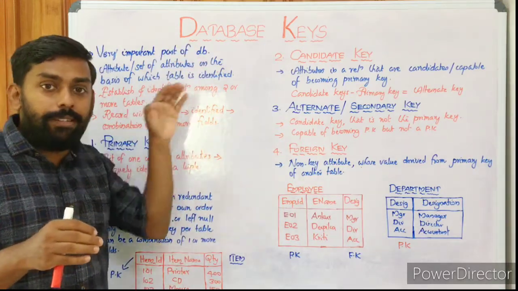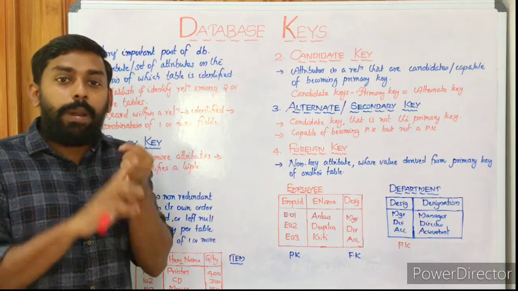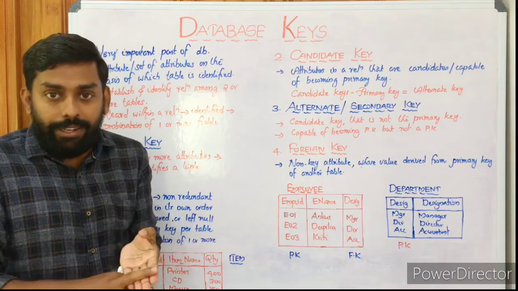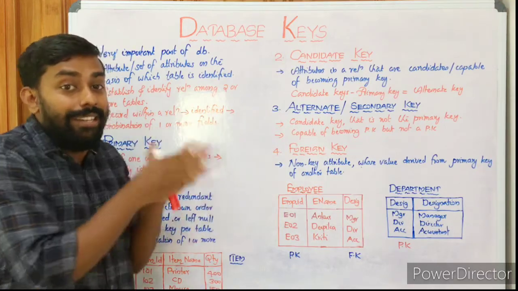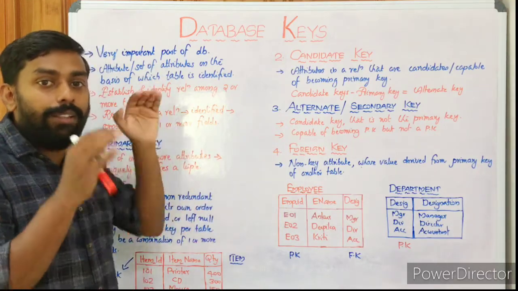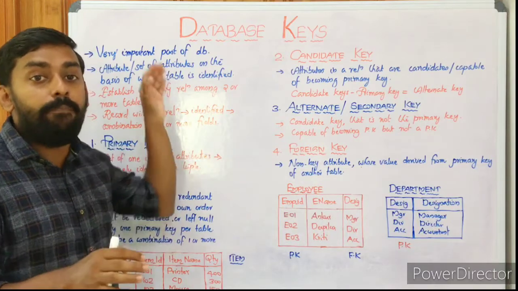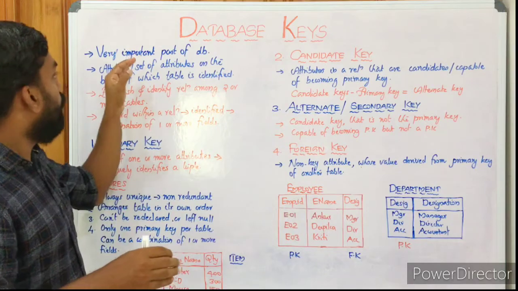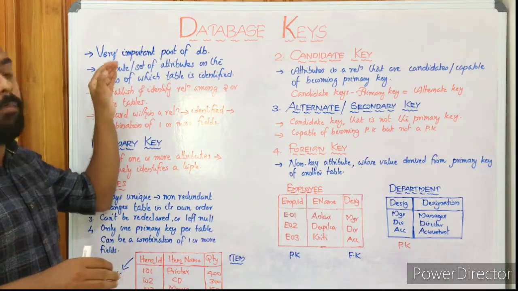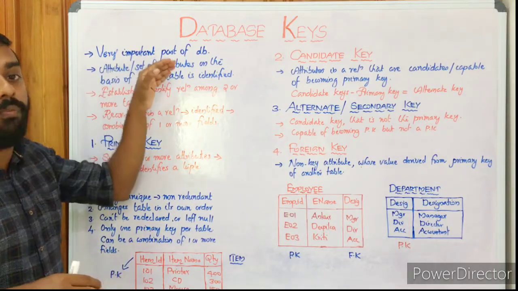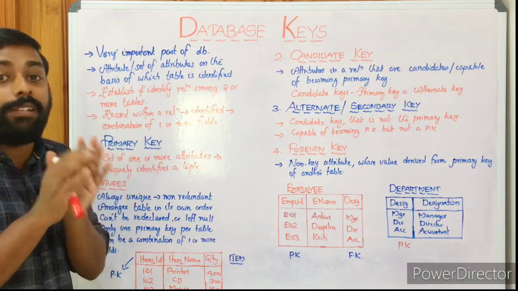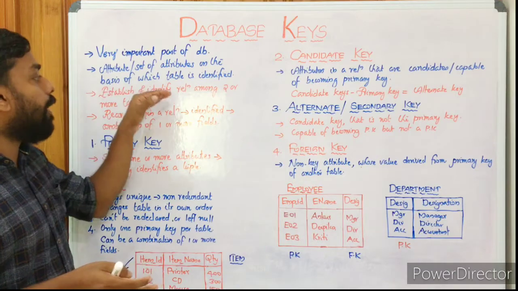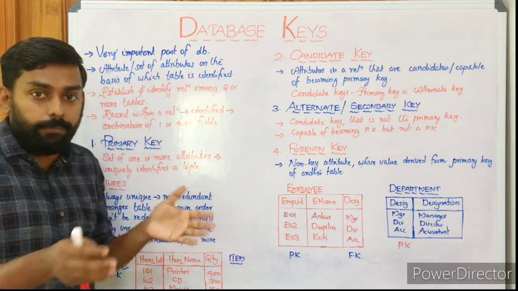We are discussing keys like primary key, candidate key, alternate key and foreign key. We are discussing all these keys in detail. So let's start with what a database key is. It's a very important concept in database. It's an attribute or set of attributes on the basis of which data is identified or the table is identified, right? Then it establishes and identifies a relation among two or more tables.